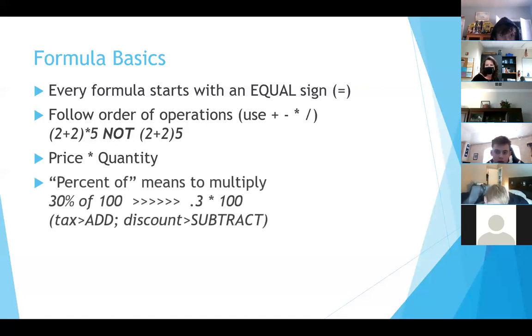Percent of means to multiply. Percents of is another one that we're going to see a lot. Sales tax. Sales tax is 8% of the sales. So if we have $100 in sales, let's do the tax. $100 in sales, our sales tax is 8%. We multiply 8% times 100, and then we add that number to the total to figure out the final amount.